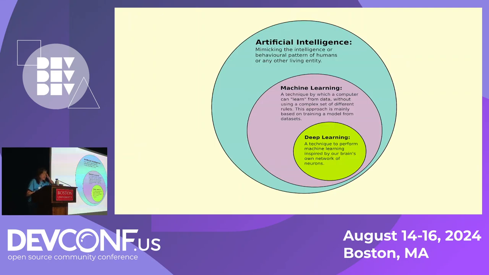So let's also understand how AI, machine learning, and deep learning are related. This is very simplified, but it uses set theory to explain their relationships. Artificial intelligence encompasses everything. It mimics the intelligence of human beings and the behavior patterns that human beings or other living entities have. As you get deeper into it, machine learning is a subset of it, and it's basically a technique by which machines learn on their own from the data that you provide.